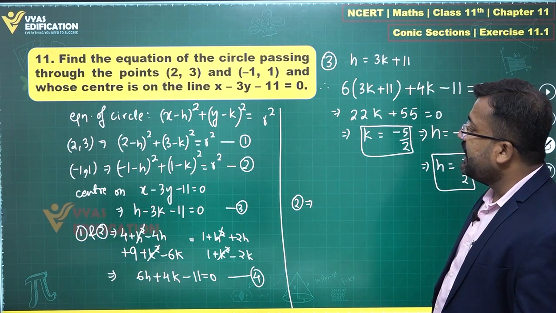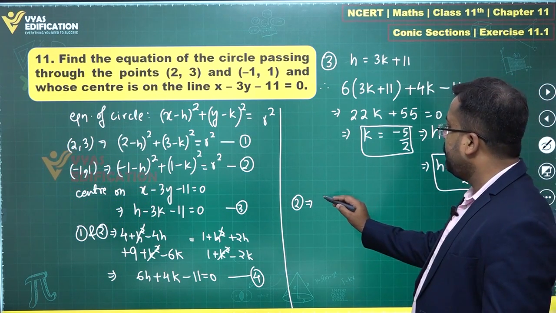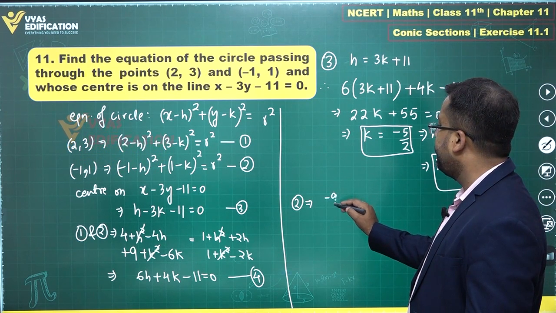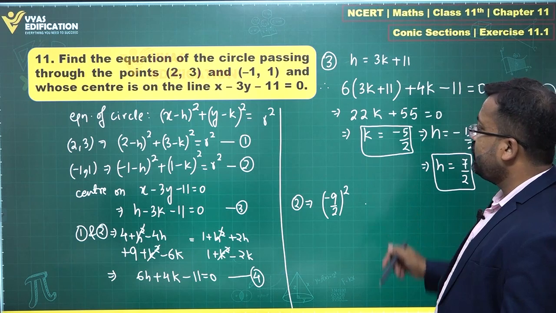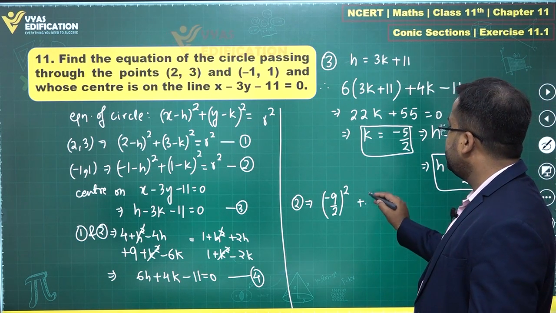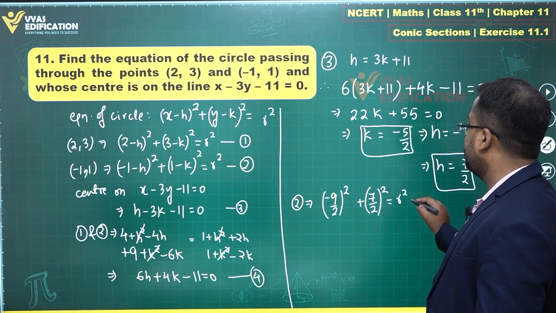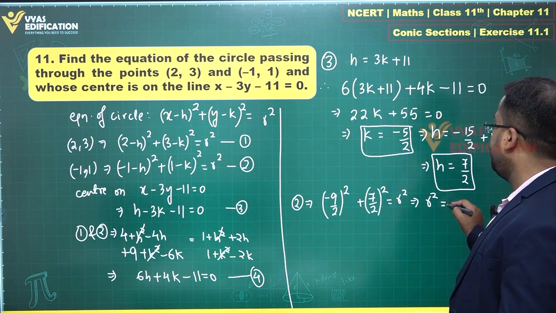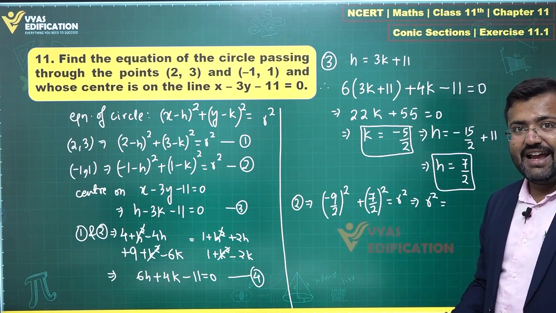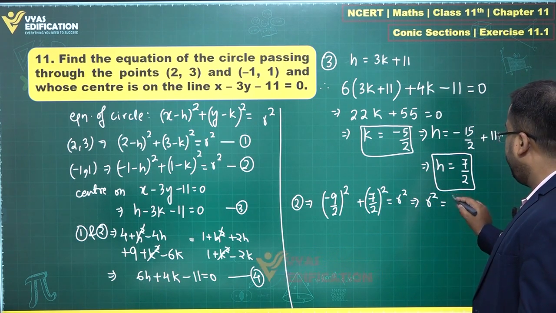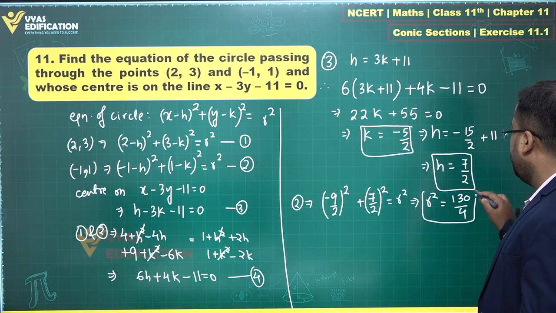The second equation tells me that minus 1 minus 7 by 2 will be minus 9 by 2 squared. This is what you'll get. And 1 minus of minus 5 by 2 will become 7 by 2 squared over here is equal to r square. That tells me that r square will be equal to, what is this? This is 81, this is 49. What is that? 130 upon 4. The value of r square is 130 upon 4.